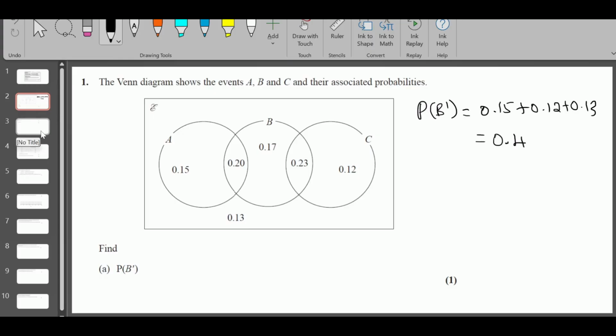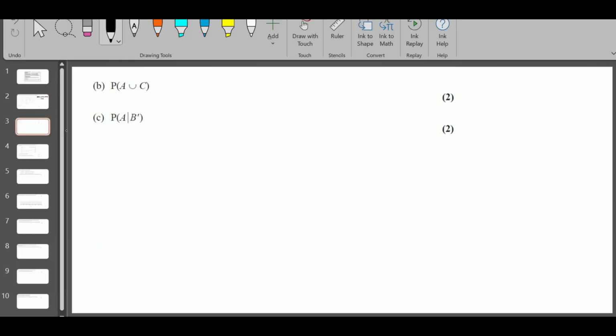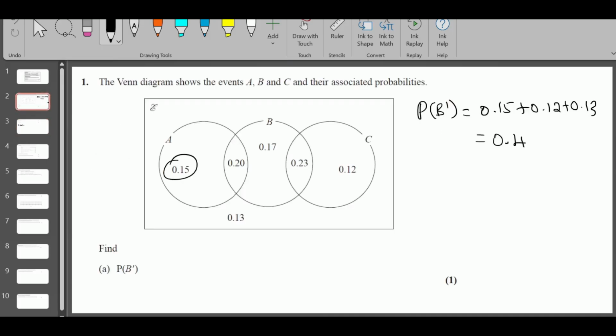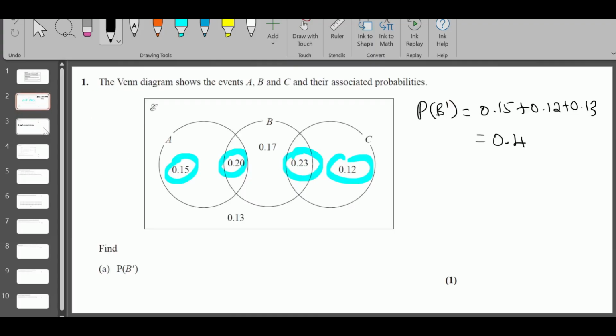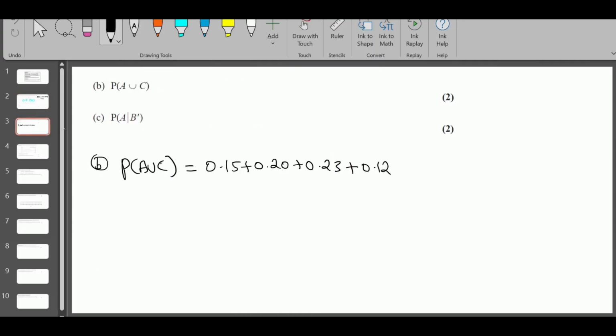Just one more question. Part B, find P of A union C. So A is this, and A and C is this. You need to add everything: 0.15 plus 0.20 plus 0.23 plus 0.12. So you're going to get 0.7.